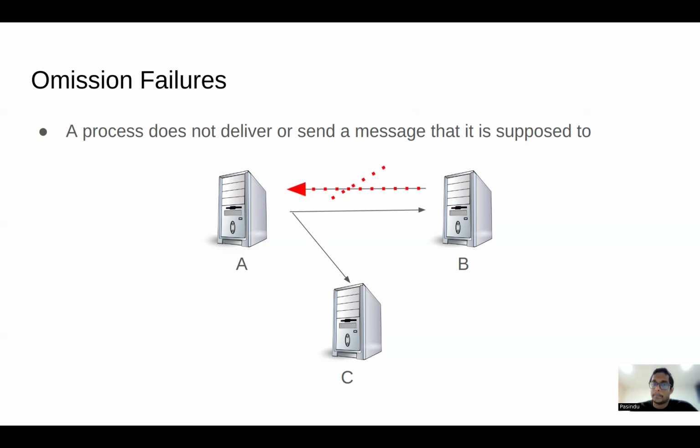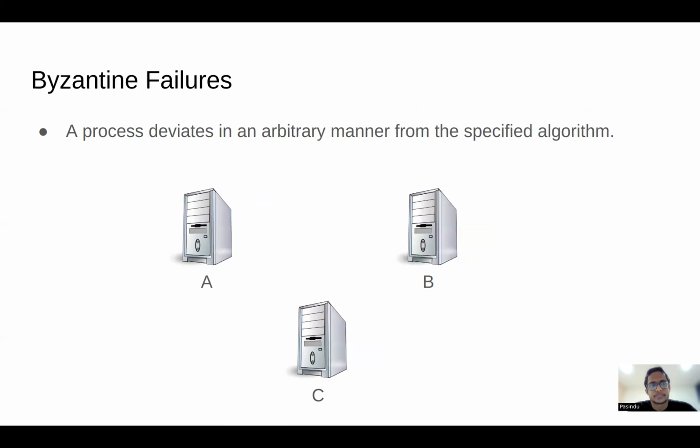Now assume node B does not send this message that it was supposed to send. And we claim that node B is an omission faulty node because it did not send a message that it was supposed to send. So these types of failures where a process does not deliver or send a message that it's supposed to send or deliver are called omission faulty nodes.